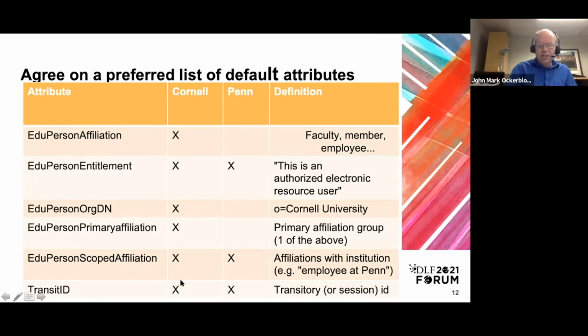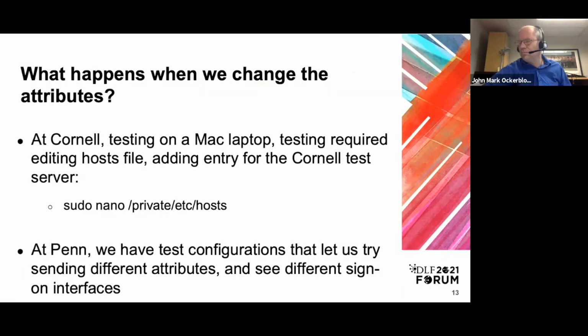We're also sending a transient ID, an ID that does not go with a person, but goes with a particular session in which the person is logged in. That's useful because it doesn't persist, but it's an identifier that can then be used for reference if there are any later problems that come up with that session.